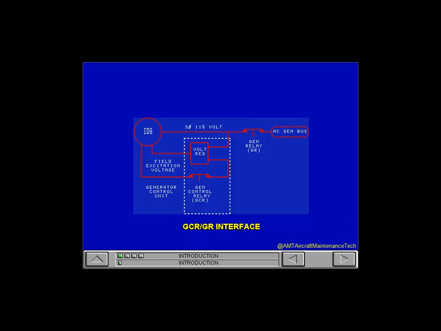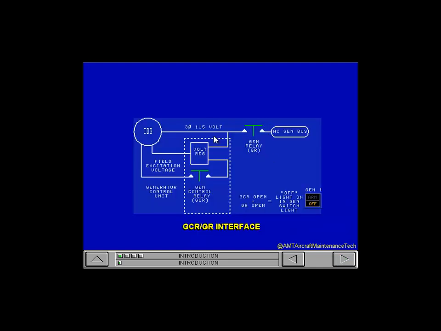The generator control relay and the generator relay must close for the generator to make electrical power and to supply power to the AC buses. The off and arm lights on the generator switch show the condition of the two relays. When the generator control relay opens, the generator relay will also open. In this example, the two relays are open. This condition causes the off light to come on.